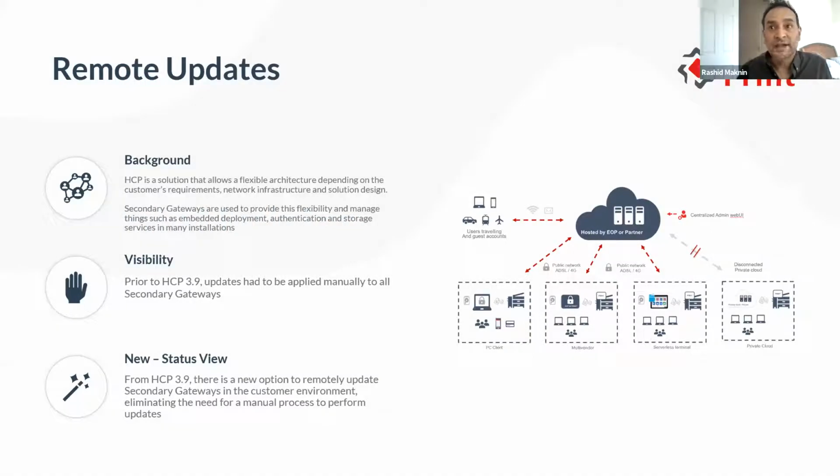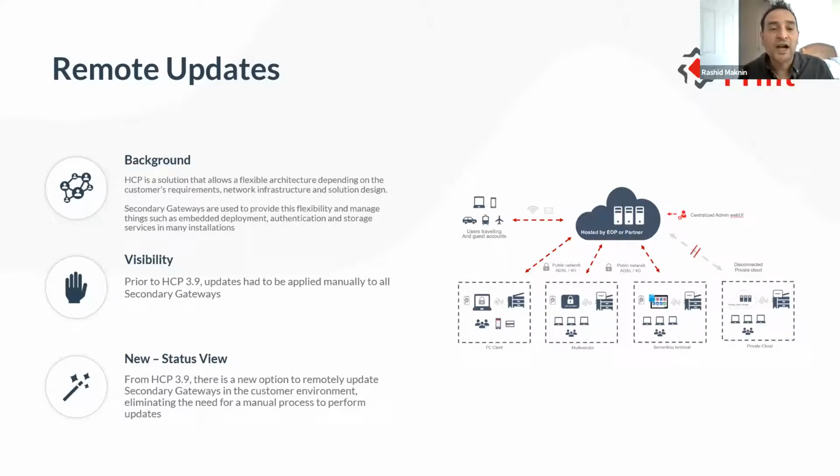So HCP, I think most of you will know, is a solution that allows a really flexible architecture depending on what the customer wants, what their network infrastructure is, and how we really implement the solution design. We can be pure cloud and have nothing on premise, but where customers have services that they want to run on premise, such as authentication via an LDAP server, or they want to keep storage local, or they want to run some services locally on premise for network reasons, we enable that to happen, and for that we use what we call secondary gateways, which are either a hardware appliance or can be a virtual machine running in the customer environment.